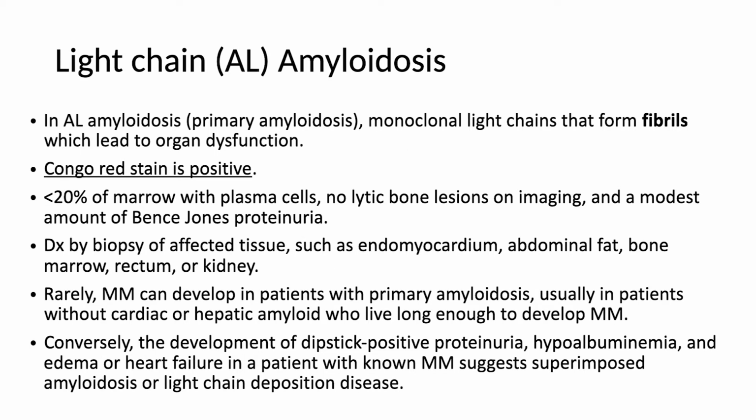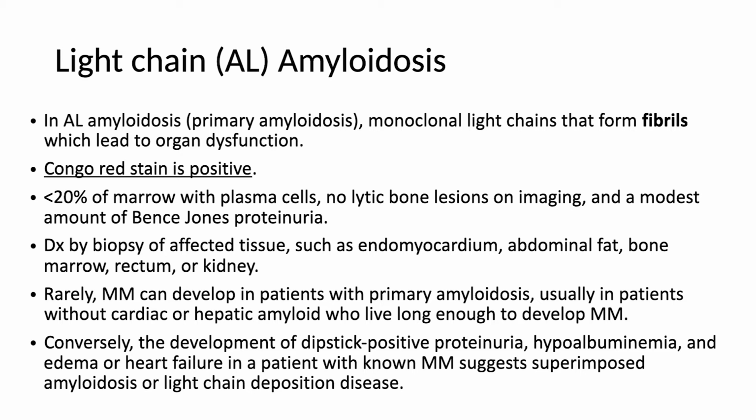So light chain or AL amyloidosis. In AL amyloidosis, which is also called primary amyloidosis, monoclonal light chains form fibrils, which lead to end organ dysfunction. They stain with Congo red, and there should be less than 20% of marrow with plasma cells, no lytic lesions on imaging, and diagnosis is made by biopsy of the affected tissue.